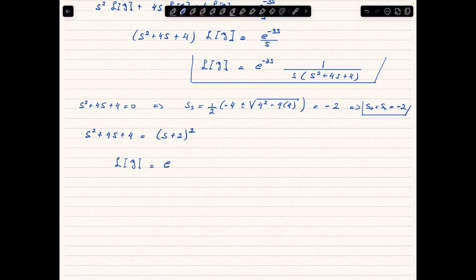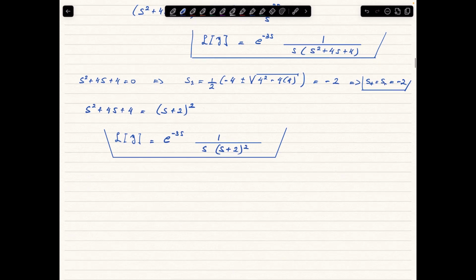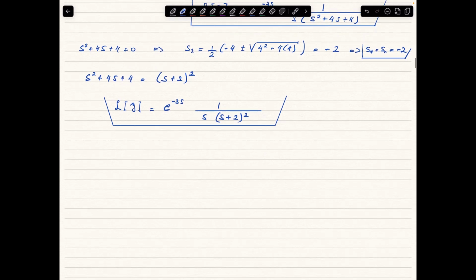We have an exponential negative 3s, and then we have 1 over s, and then (s plus 2) squared. This is the function we are dealing with. Now that we know this is the denominator, we can do partial fractions. And we know what partial fractions to use because of that denominator. So let's go to partial fractions.